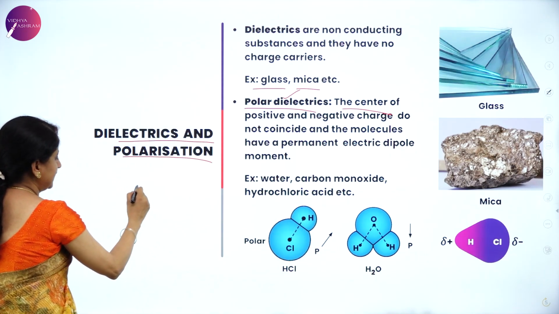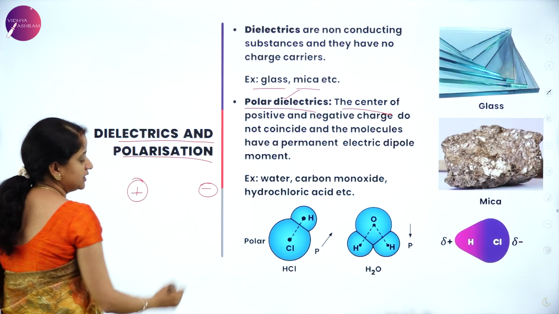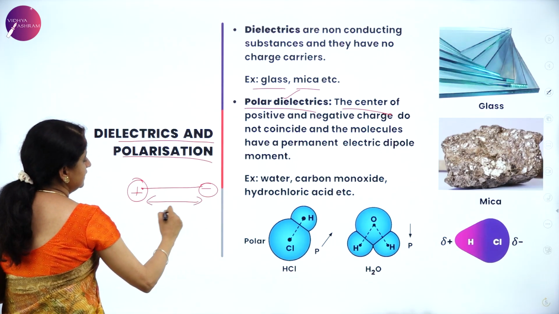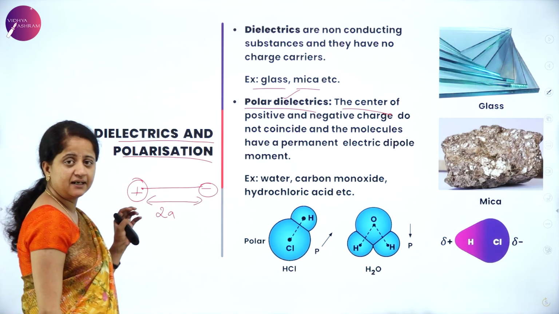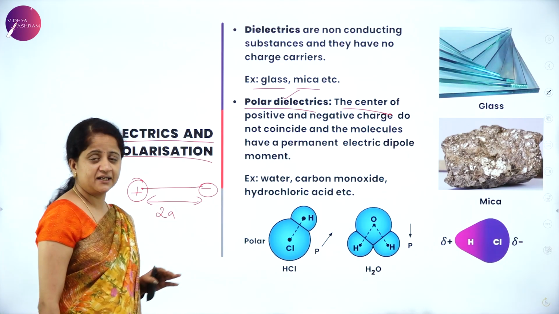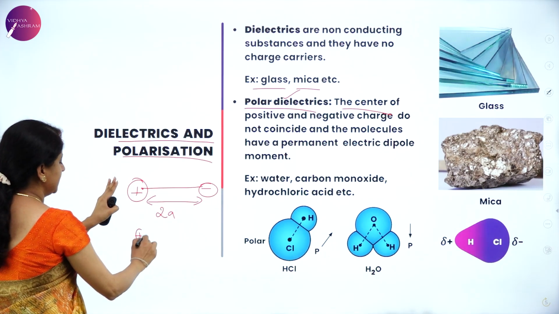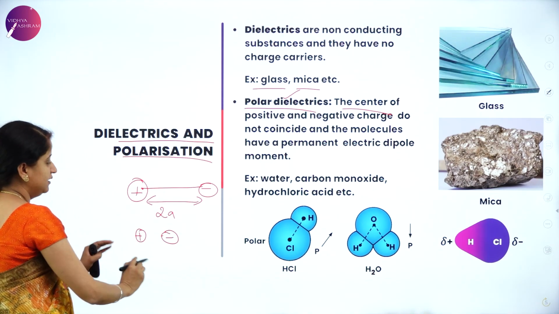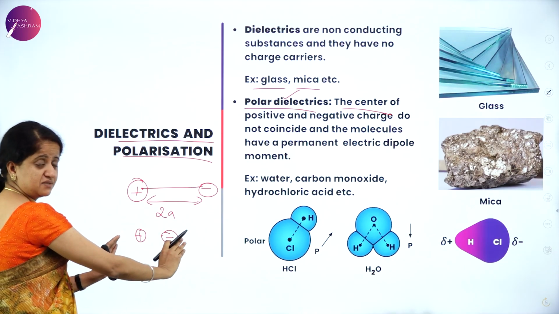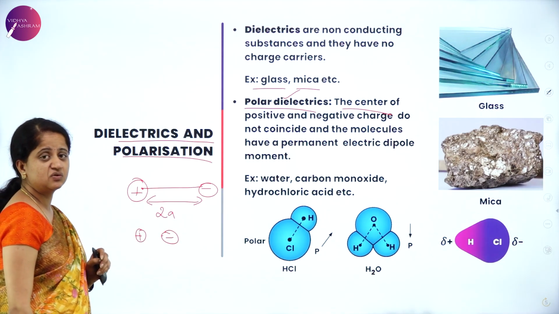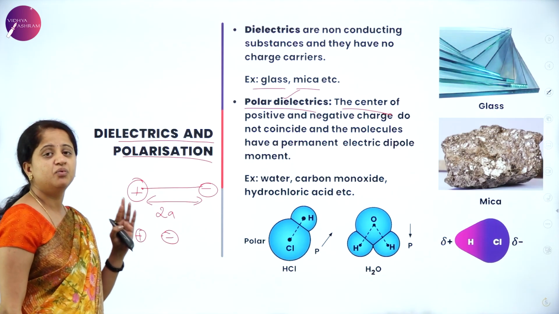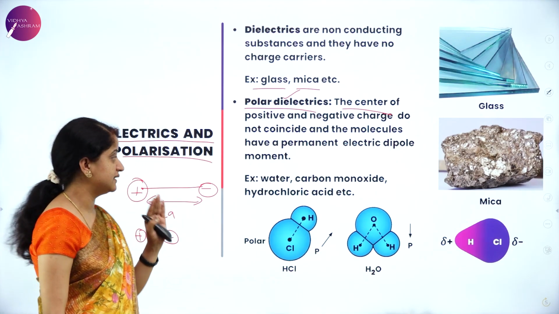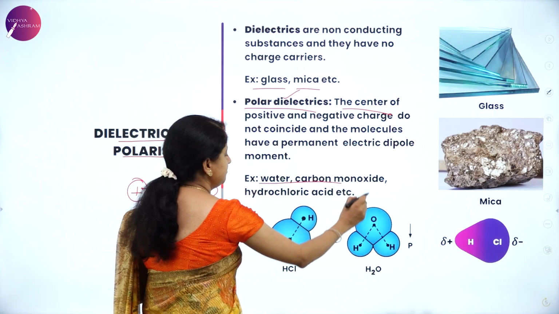What is the meaning of permanent electric dipole? Electric dipole means, we know, two equal and opposite charges. They are separated by some distance, that is 2a. We will call it an electric dipole. So here in polar dielectrics, the center of positive charge and negative charge do not coincide, which means they are separated. They have some distance or difference between the centers of these two charges, and we call them polar dielectrics. The molecules do not have a permanent electric dipole moment. What's the example for polar dielectrics?